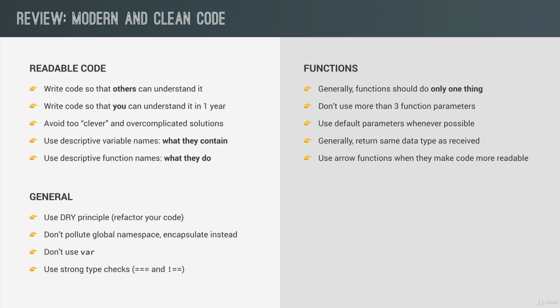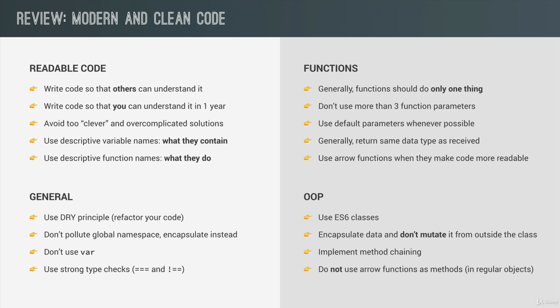And now after functions, our next topic is object-oriented programming. And in my opinion, in order to implement OOP in JavaScript, you should now use ES6 classes. And so that's also what I did after our OOP section, right? Now, when designing your classes, make sure that you encapsulate any data that shouldn't be accessible from the outside so that you don't mutate that data from outside the class.